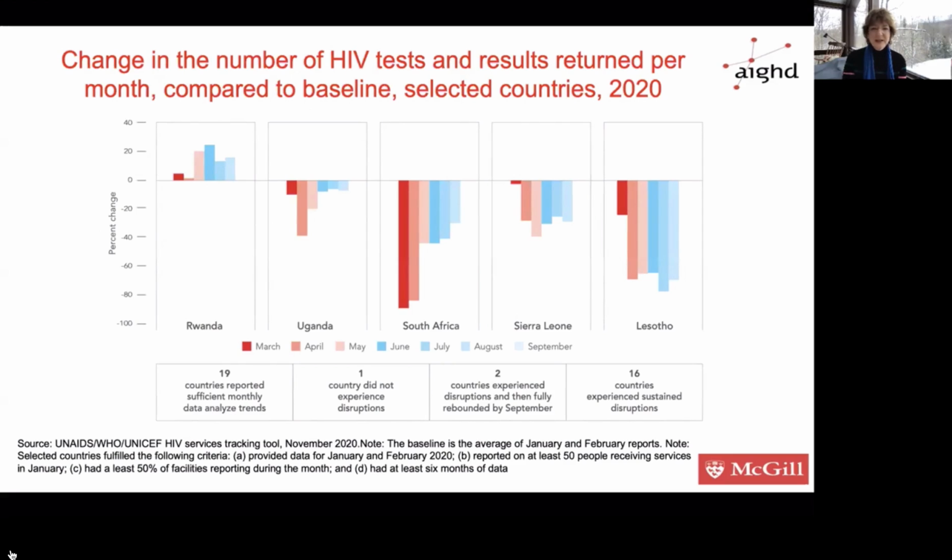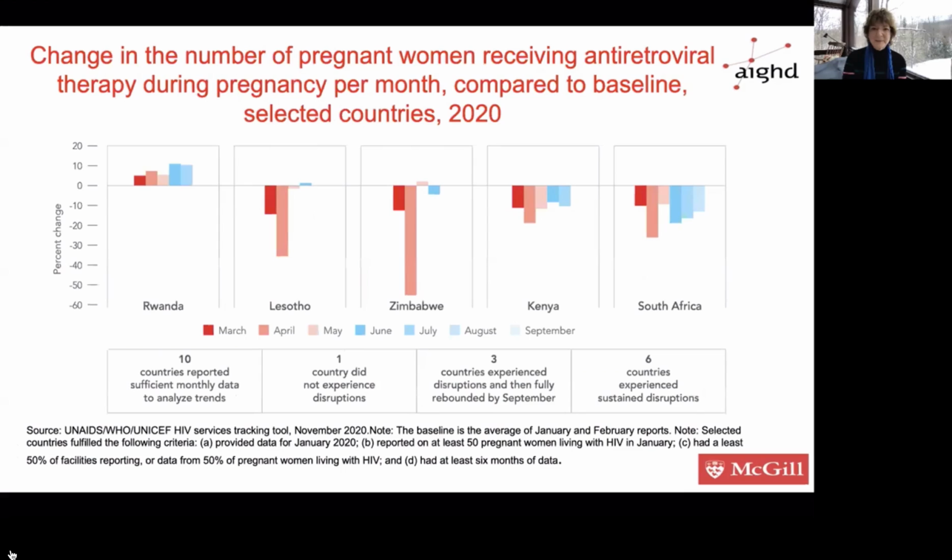Now, COVID has had a lot of impacts. We all know that. And here is just some examples. These are the changes in the number of HIV tests and results returned by month compared to baseline in selected countries. 19 countries reported, and 16 of the 19 experienced sustained disruptions.